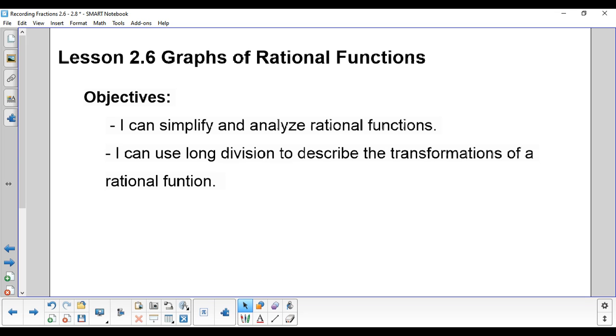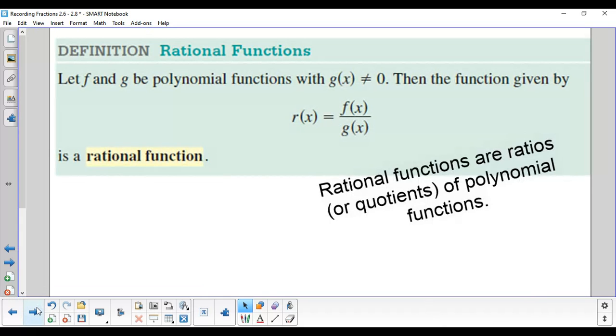We'll be spending 2 days studying the graphs of rational functions. Today we're going to begin by talking about how to analyze the rational functions, simplify or factor when necessary, and then eventually we'll be using long division to talk about transformations of some rational functions. So let's go ahead and jump in.